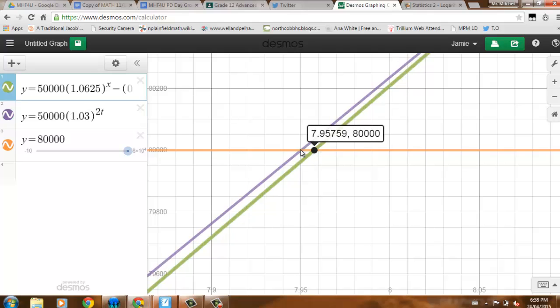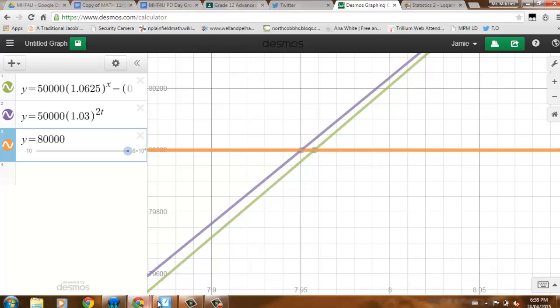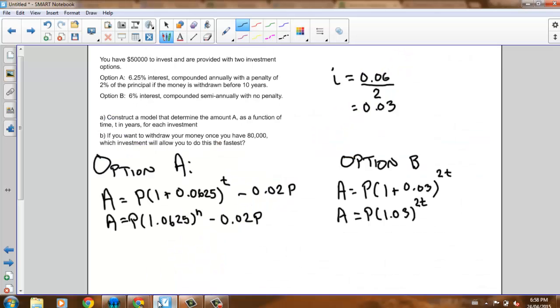Compare that to my option A. That's about after 7.96 years, you get to $80,000. So really the difference is barely anything. But option B will make it to 80,000 first.